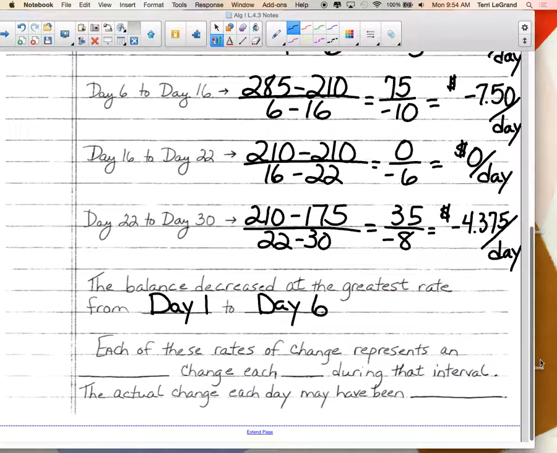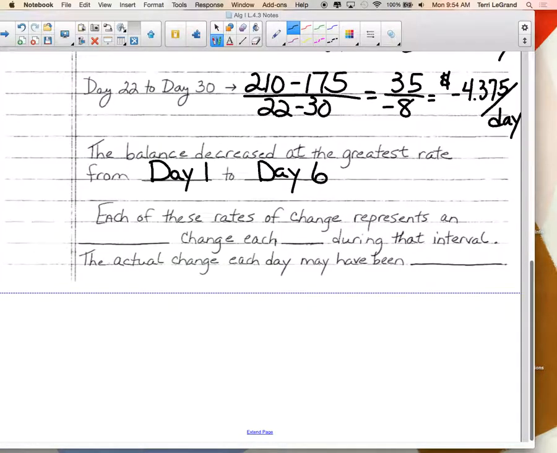And as I've been saying all along here, each of these rates of change represents an average change. So I want you to put that in here, an average change. We're just finding, if we knew every single day what the bank balance was, and we averaged all of those together over that time interval, we would come up with what we just did. So each of these rates of change represents an average change each day during that interval. The actual change each day may have been different. Doesn't mean that every single day it exactly changed by that much.